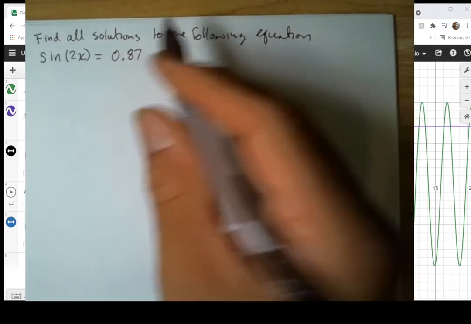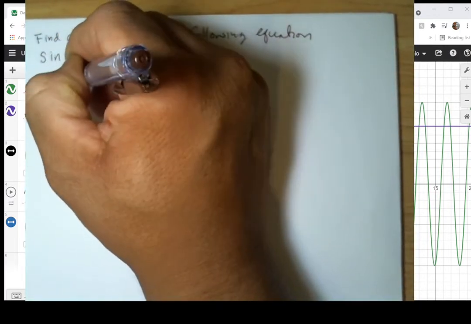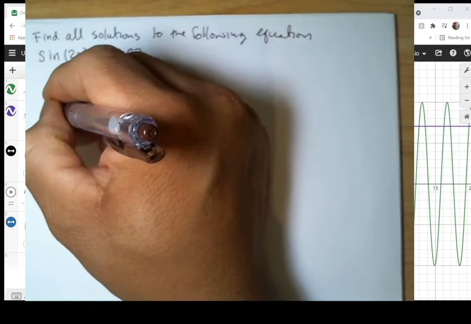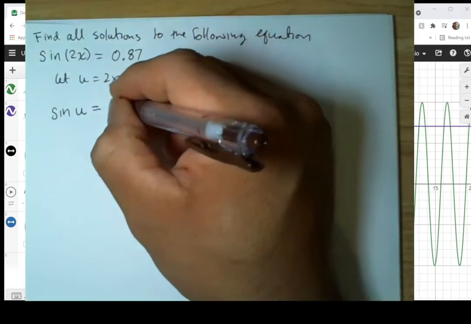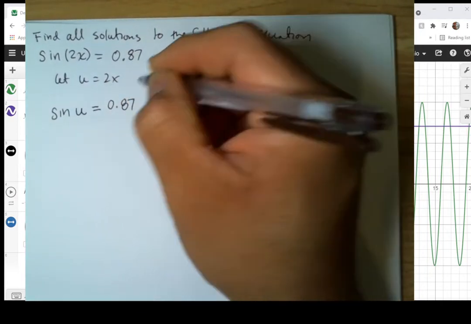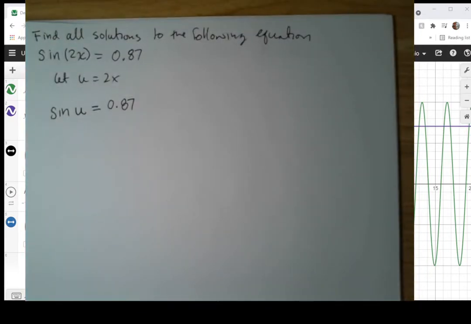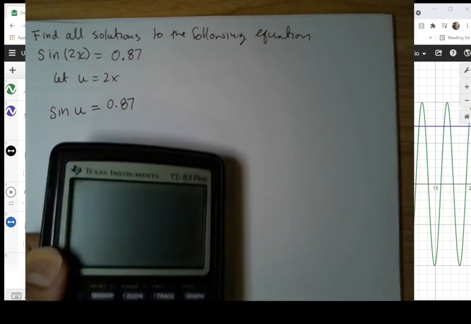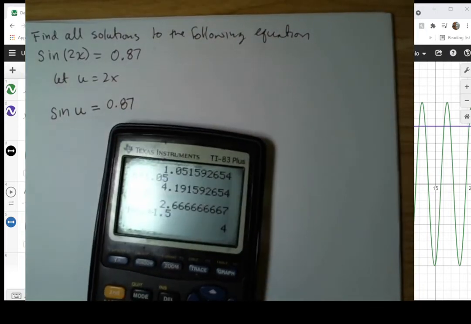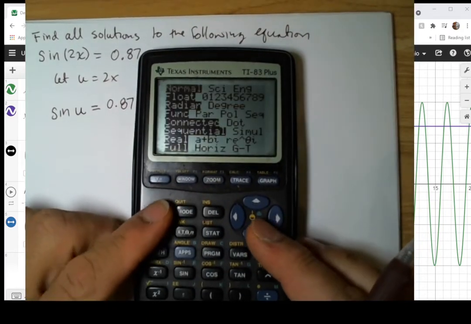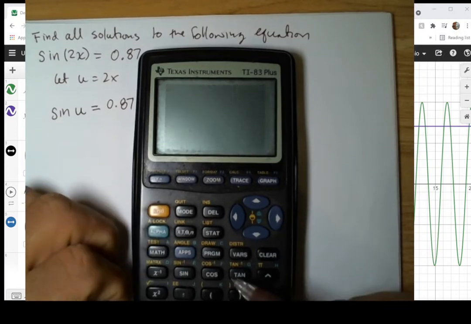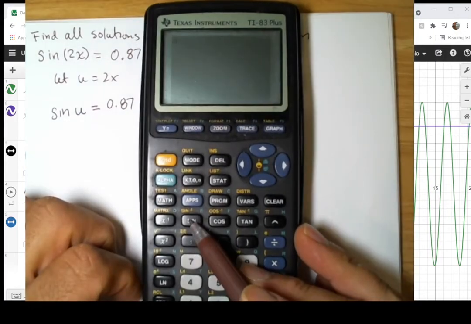Now we have a 2x in here again. Worry about that till the very end, right? Let u equal 2x. All right, so we have sine of u is equal to 0.87. Now I'm going to use my calculator here. I'm going to make sure I solve it in radians. And again, we have our inverse function here.